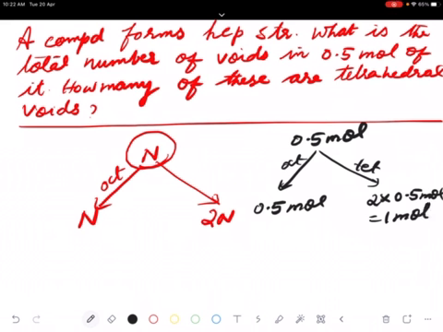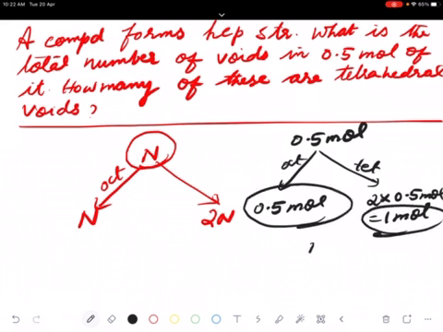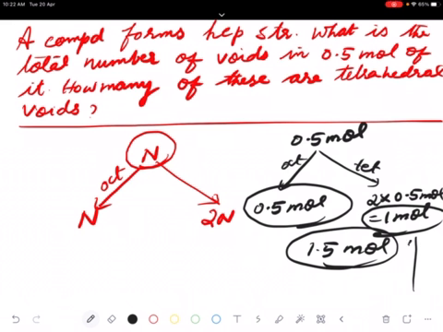What are the total number of voids? So this and this, that is total number of voids will be 1.5 mole. How many of these are tetrahedral voids? See, 1 mole out of this 1.5 mole. 1 mole will be tetrahedral voids. So this is the answer. First answer is 1.5 mole. Second answer is 1 mole.